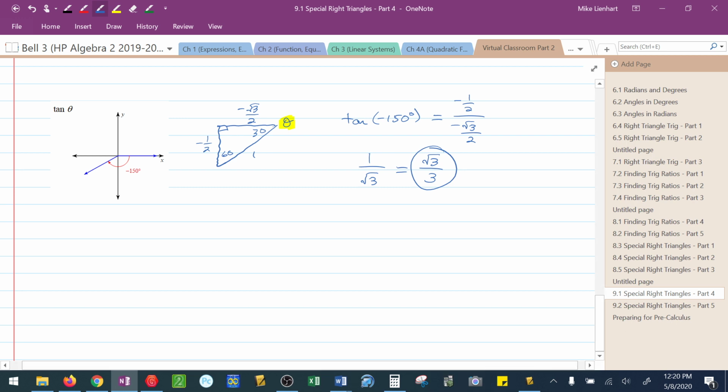And that's the actual measurement of the tangent of negative 150 degrees. I hope this helps. Let me know if you have any questions.